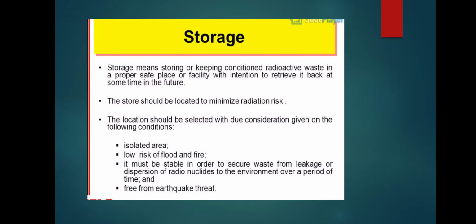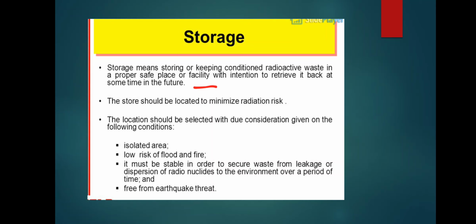Storage condition. Storage means storing or keeping the radioactive waste in a proper safe place or facility with the intention to retrieve it back at some time in the future. Because these radioactive elements have long shelf lives. It takes many years, decades, to reach its half-life, meaning to degrade to half.